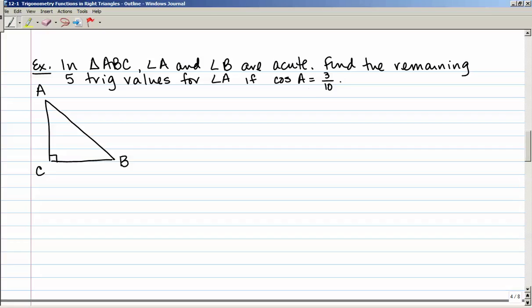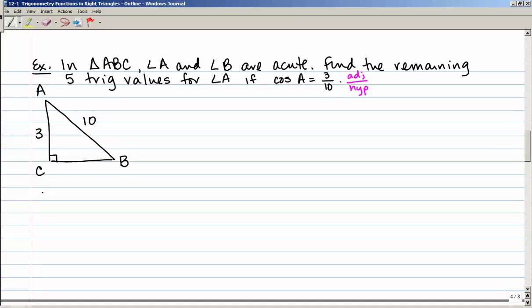And in relation to angle A, if the cosine of A is 3 over 10, that's going to be the adjacent over the hypotenuse, because cosine is defined as adjacent over hypotenuse. So in relation to angle A, the adjacent is this one here, and the hypotenuse is this one here, which means I need to find what my opposite is.